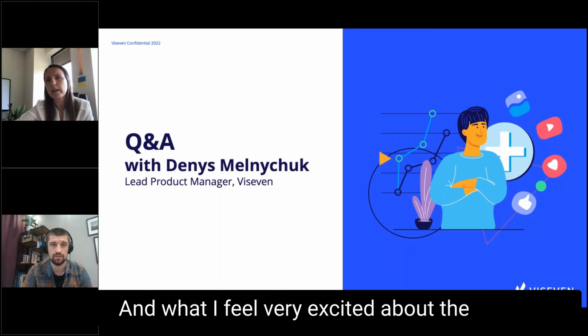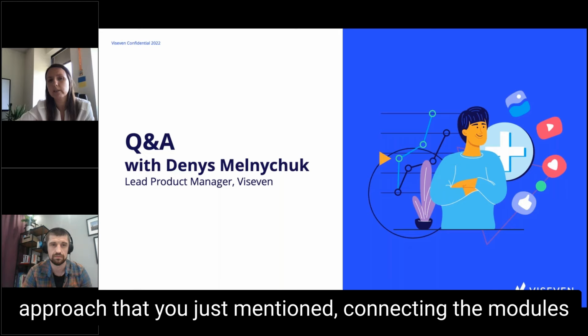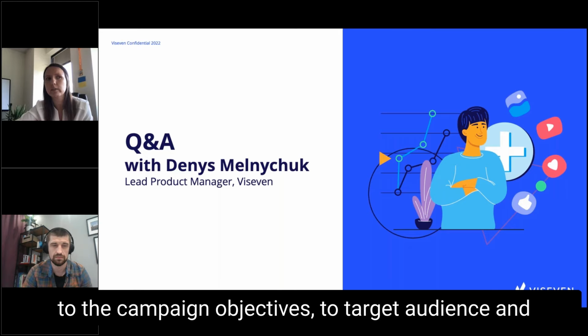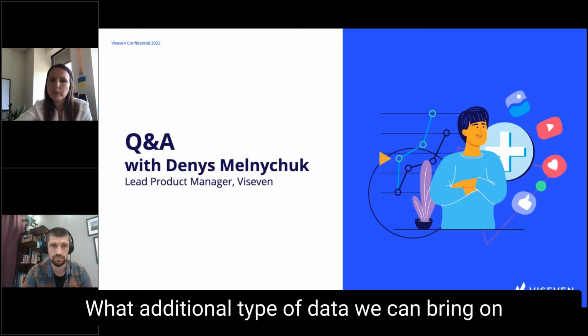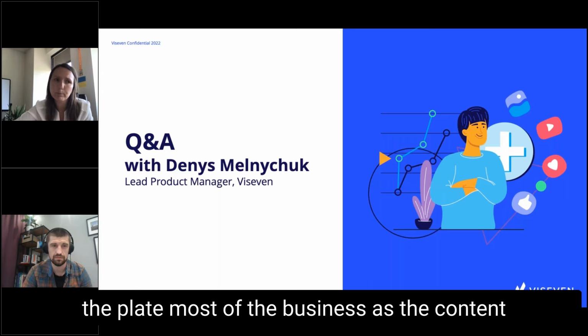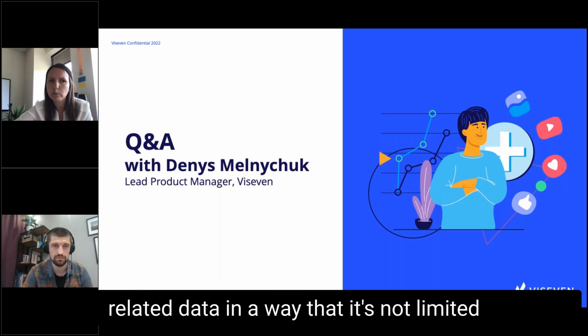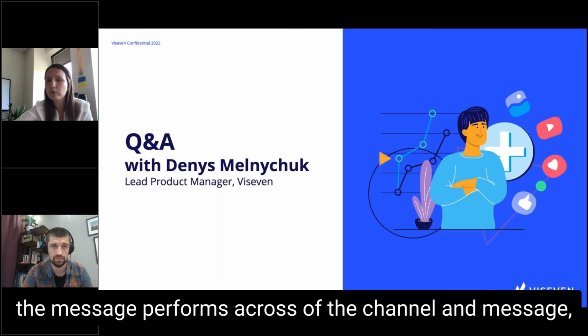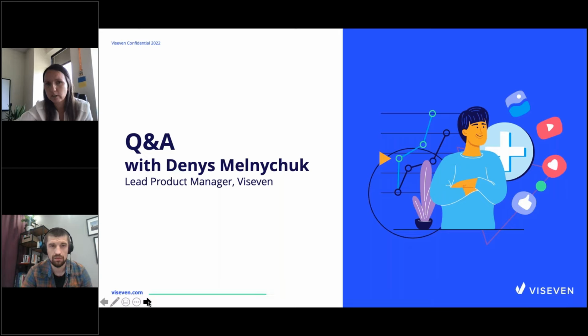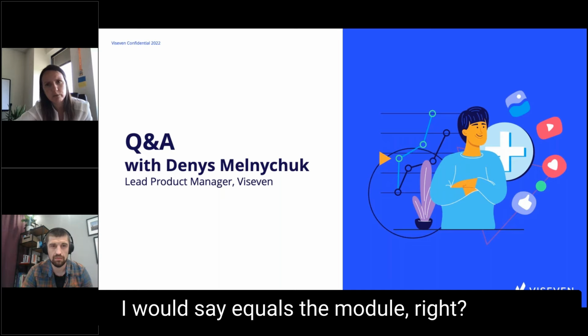All right. And what I feel is very exciting about the approach that you just mentioned, connecting the modules to the campaign objectives, to target audience and segments, and not to channels, is what additional type of data we can bring to the plate, mostly for the business, as content-related data, in a way that it's not limited to how the channel performs in general, but how the message performs across the channels. And message, I would say, equals the module, right?